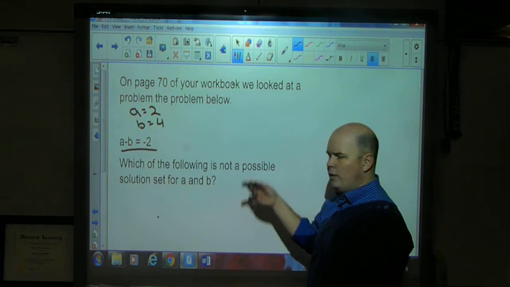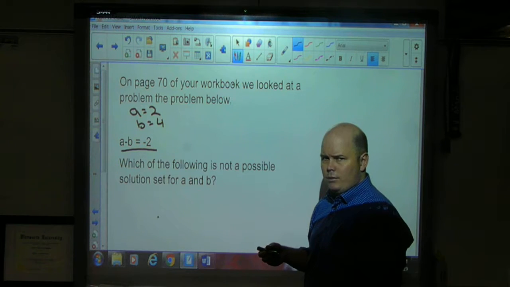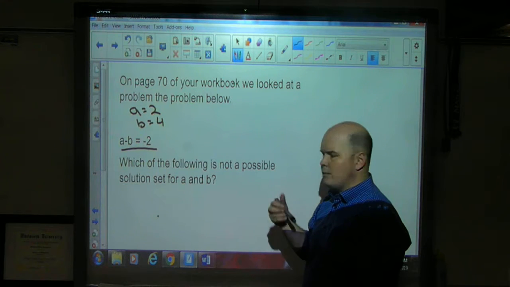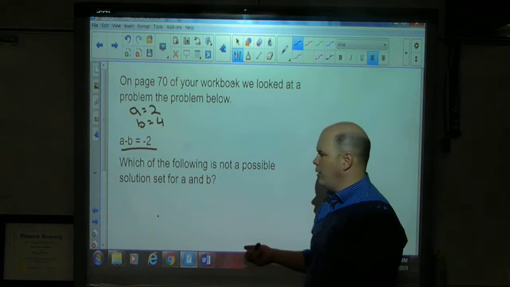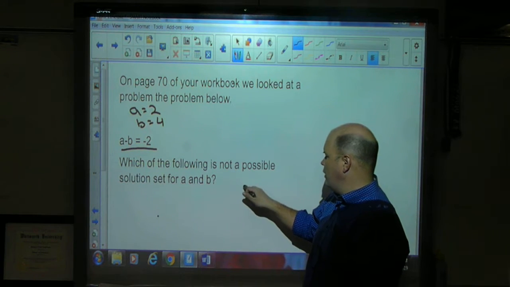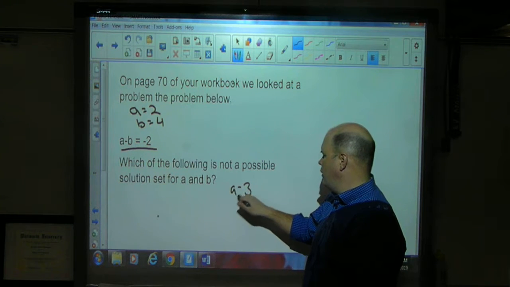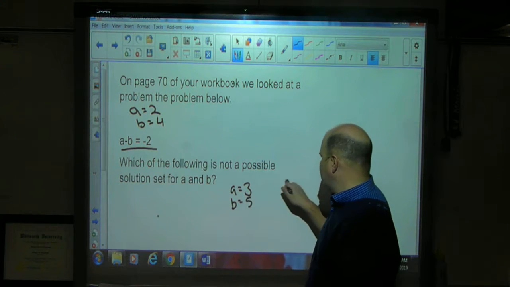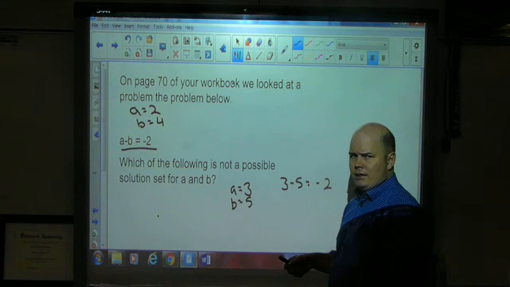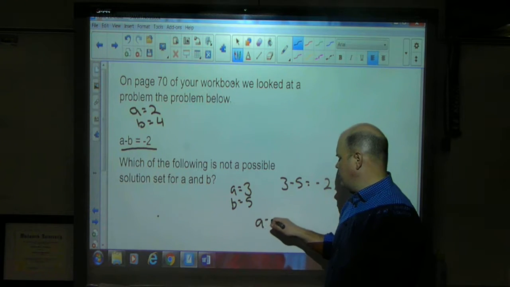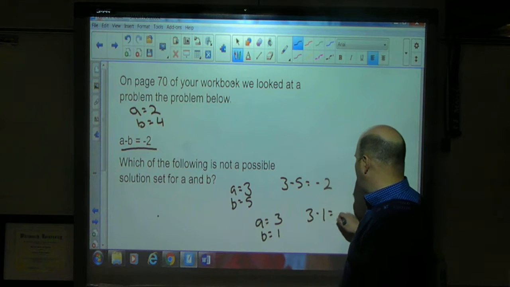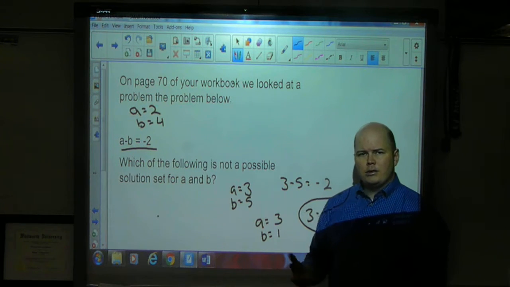And we asked you to look at a solution set and find one that wasn't possible. So as long as you could take whatever 2 numbers were given to you and plug your a value in, subtract the b value to get negative 2, then that was a possible solution set. So another example of one that would work would be like 3 for a and 5 for b, because 3 minus 5 equals negative 2. And on your test, the example that didn't work was the one that said a is equal to 3 and b is equal to 1, because 3 minus 1 is a positive 2. And that doesn't work. So it's just manipulating numbers.